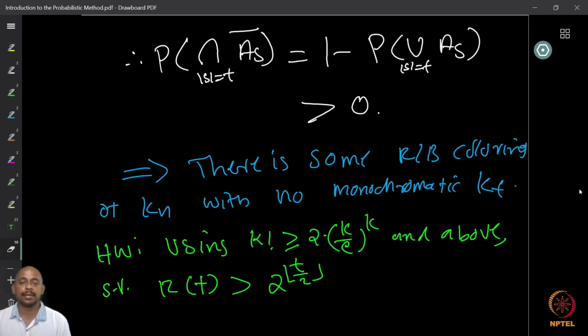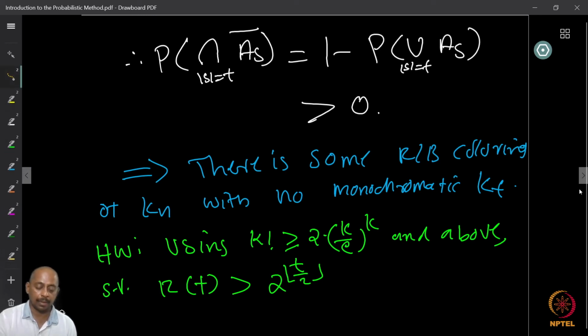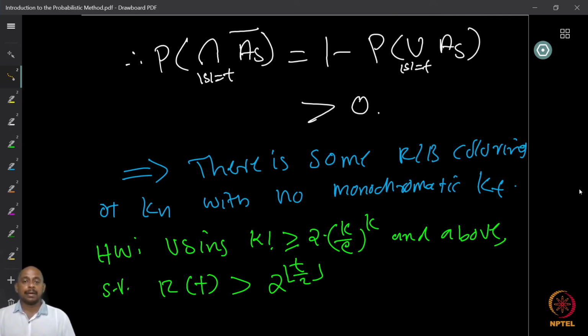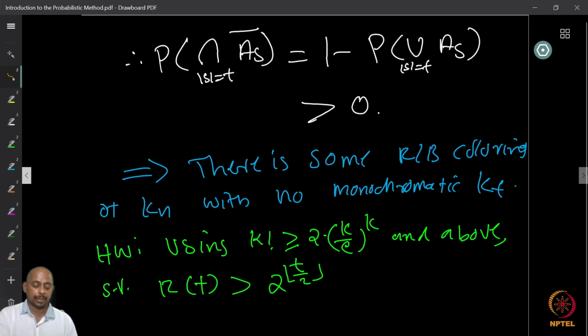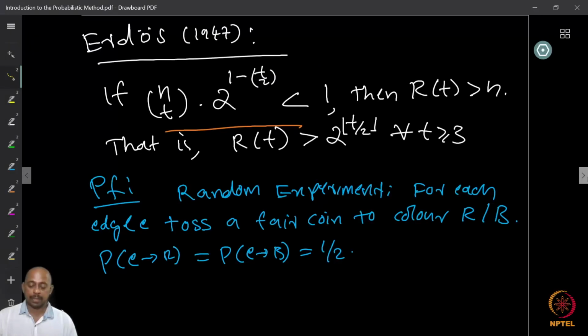The probability of the intersection of the AS complements is 1 minus the probability of the union, which is strictly greater than 0, because this part is strictly less than 1. So the complement has positive probability, which means that the probability that there is some red-blue coloring where there is no monochromatic K_t is positive. Which means that n choose R of t must be greater than n.